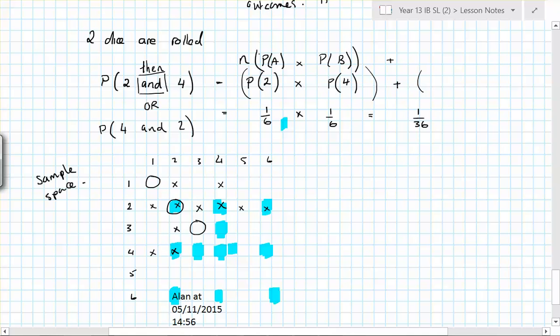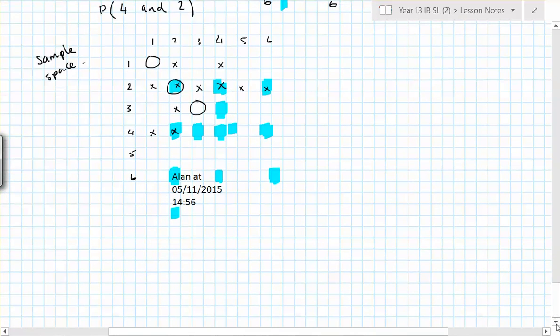To be honest, guys, this gets a lot easier when we start dealing with tree diagrams. It's a much nicer way of doing it. Like I said, sample space kind of stops working when you have more than two things. But let's have a quick look.